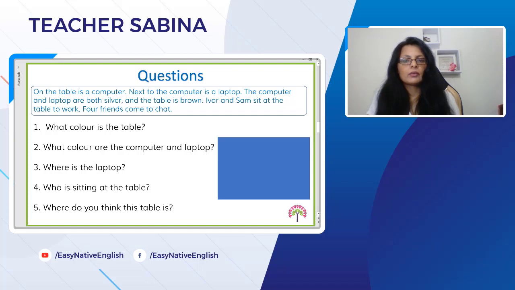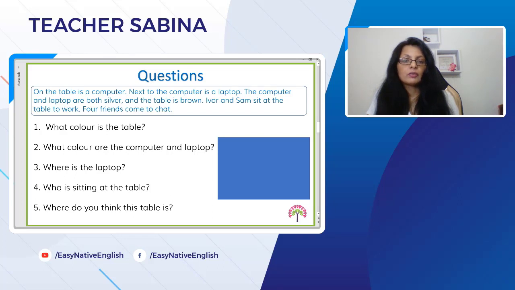Okay? Right. So who is sitting at the table? You need to start your answer with part of the sentence, part of the question. So we can actually use is sitting at the table at the end of our answer. So we just take the names Ivor and Sam. And Ivor and Sam, because it's two people, even though it says an is here, we need to change this to are because it's more than one person. So Ivor and Sam are sitting at the table.